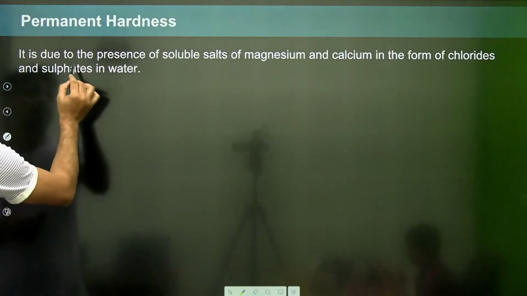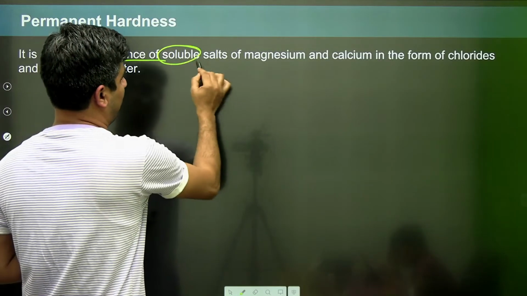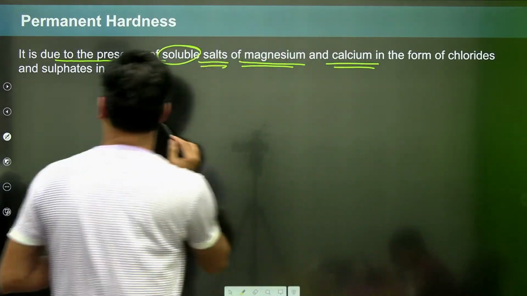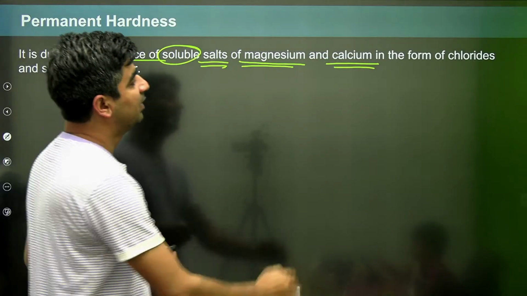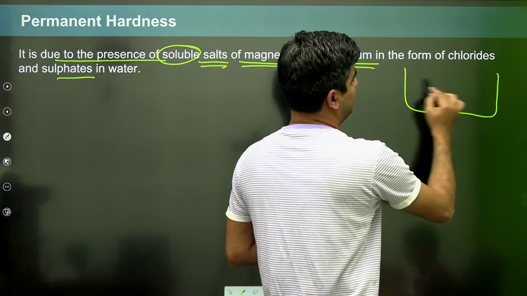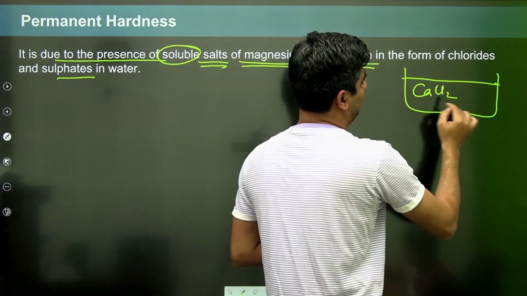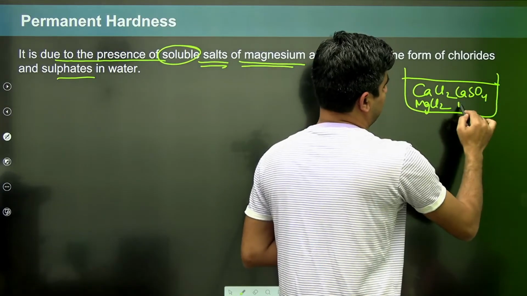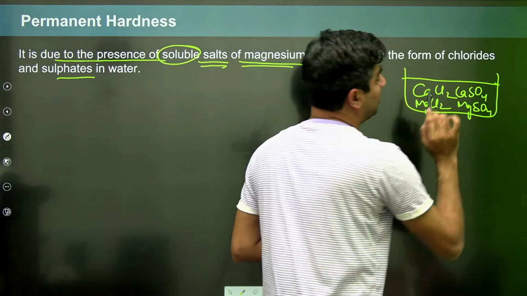The permanent hardness is due to presence of soluble salts of magnesium and calcium in form of chlorides and sulfates. So I have already told you, if calcium and magnesium are present in form of their chlorides or in form of their sulfates, then I will call it permanently hard.